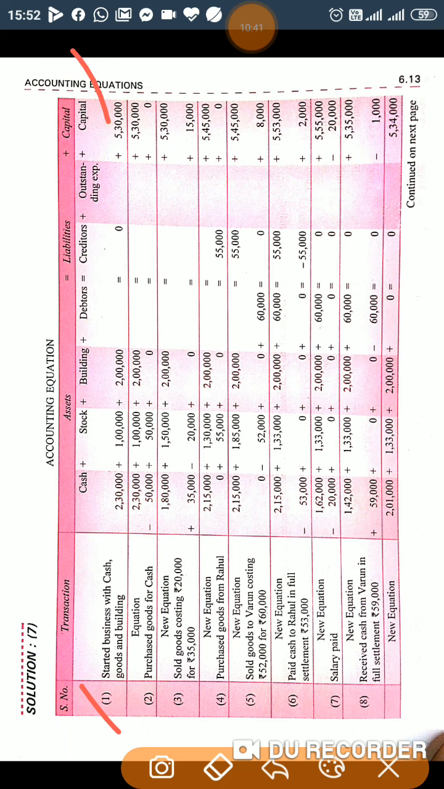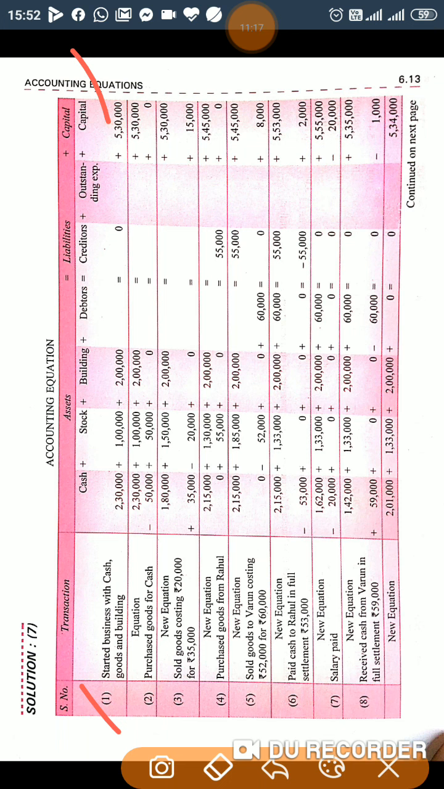under capital. Now the equation is 2 lakh 30,000 cash, stock plus 1 lakh, building 2 lakh, debtors 0, creditors 0, and outstanding expenses 0. So the equation is 2 lakh 30,000 plus 1 lakh plus 2 lakh, that is 5 lakh 30,000. The total of the asset side is 5 lakh 30,000 and capital is 5 lakh 30,000. Total liabilities are 5 lakh 30,000. So the equation is balanced. Next is purchase goods for cash.